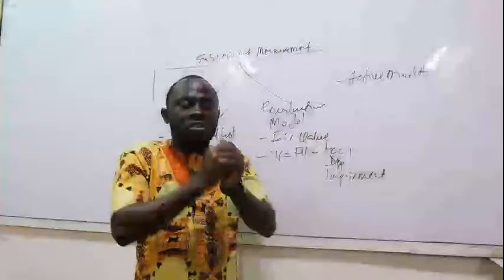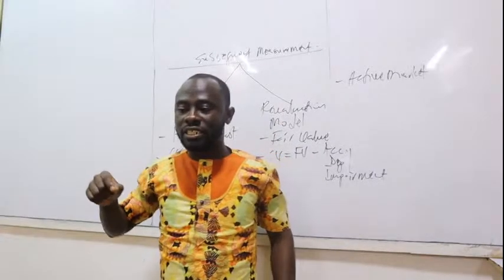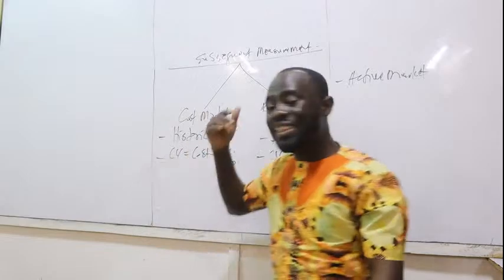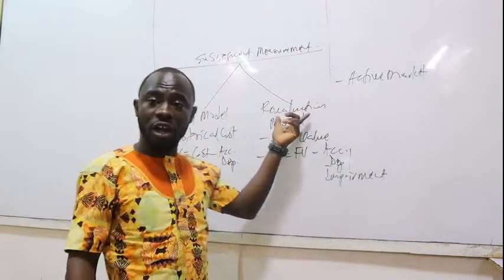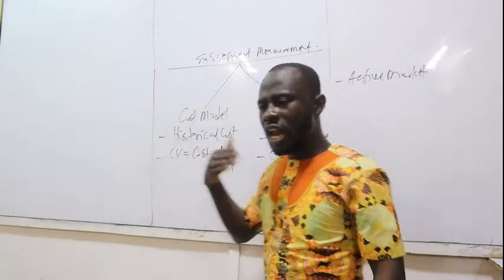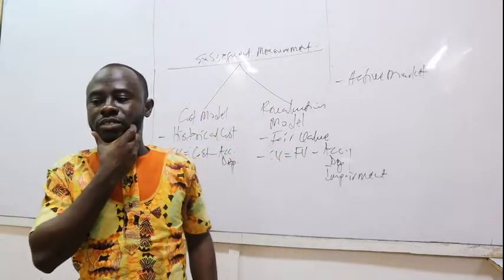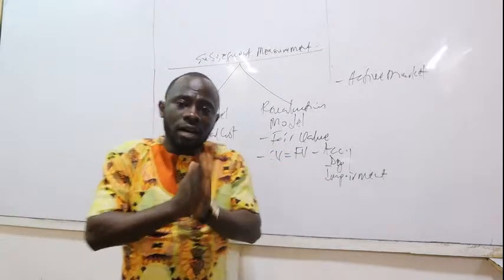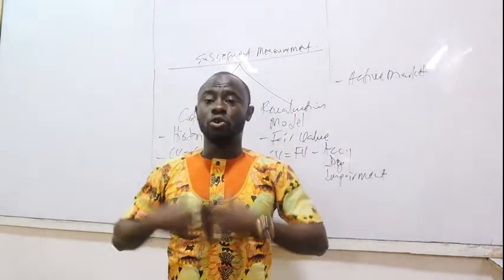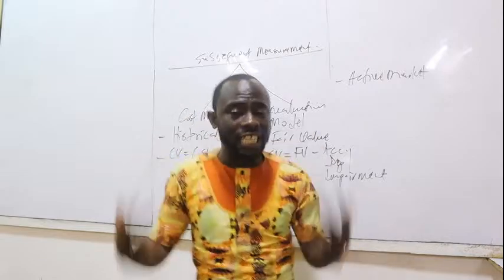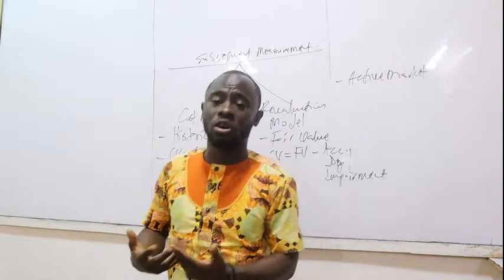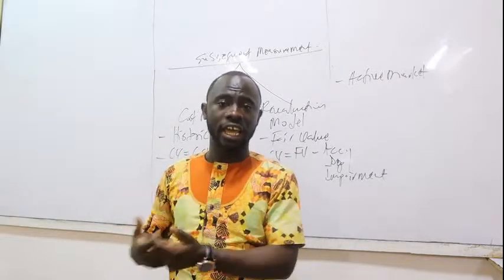If there is no active market, then the entity is prohibited from recognizing the asset using what? The revaluation model. Instead, it must recognize the asset using what? The cost model. Now, why am I saying this? I am saying this because sometimes an entity will develop an asset by itself. So it is internally generated assets, internally generated software, or internally generated intellectual property, and they build it themselves and incur costs in it themselves.